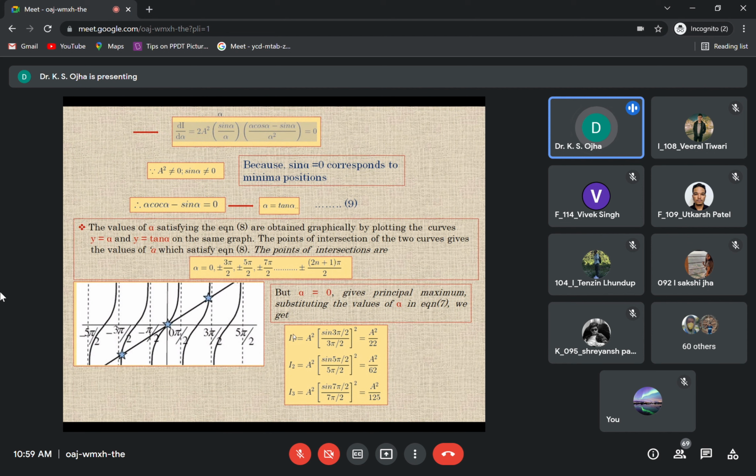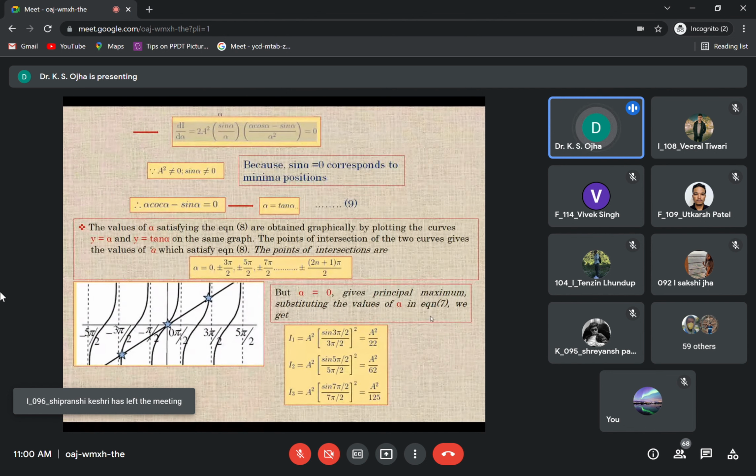I1 is the first secondary maxima, whose intensity is a square upon 22. I2 represents the intensity of the second secondary maxima, which is a square upon 62. Similarly, I3 is equal to a square upon 125. So you are seeing that the intensity of the secondary maxima decreases as we go away from the principal maxima, meaning the intensity keeps diminishing.